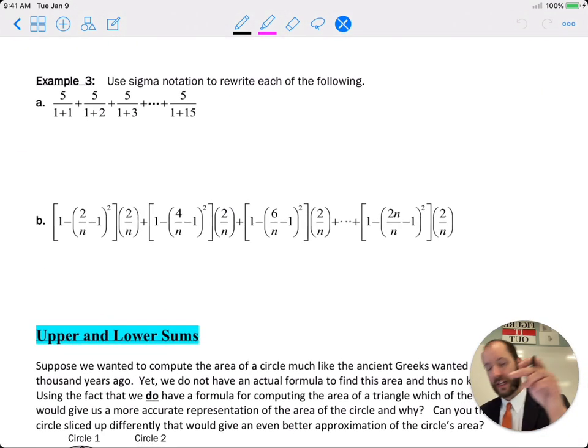Example 3, take a look at that. Check my complete notes or pause the video and look there. Using sigma notation to rewrite each of the following, look from one term to the next: what's the same? Copy that into your summation sigma notation. What's different? That'll be your i, okay?